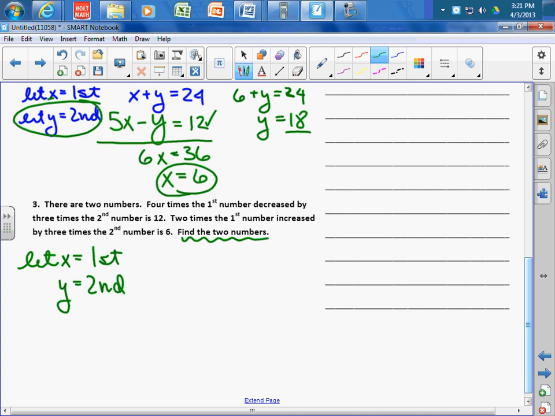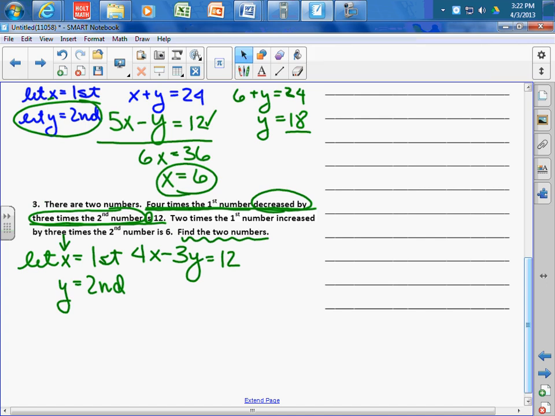Now, 4 times the first number decreased by 3 times the second number is 12. That's a sentence. It's going to give us an equation. Where's the equal sign? "Is." So something is 12. But what? How would you write 4 times the first number? What are we calling the first number? In this case, it's x. How about 4x? Then it says decreased by, so that's going to be a minus sign. And how would you write 3 times the second number? How about 3y?